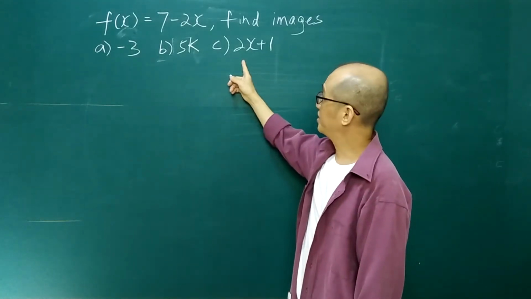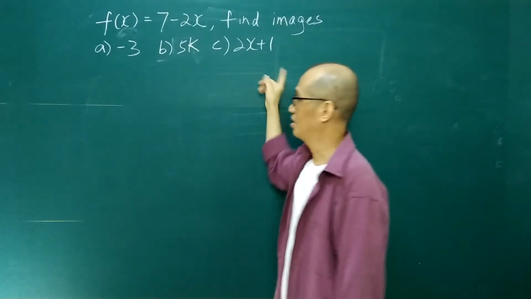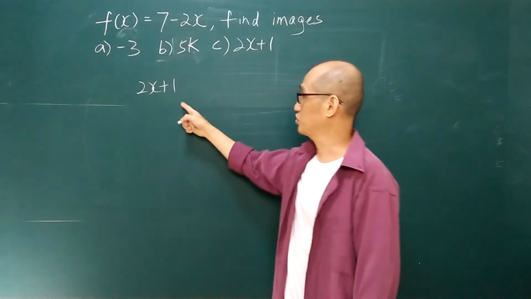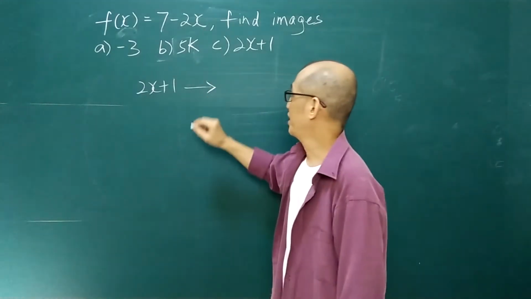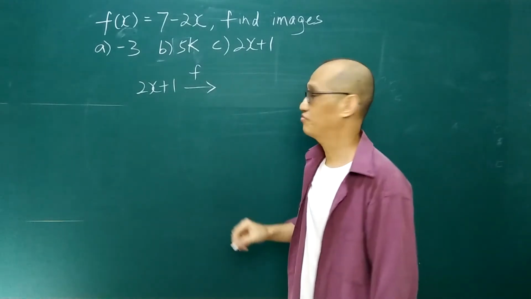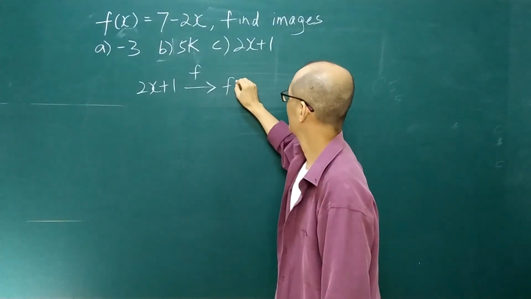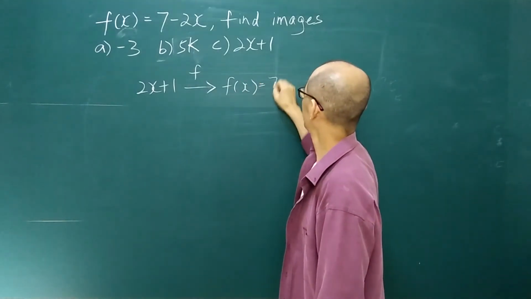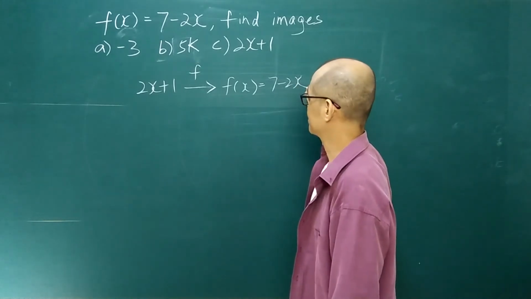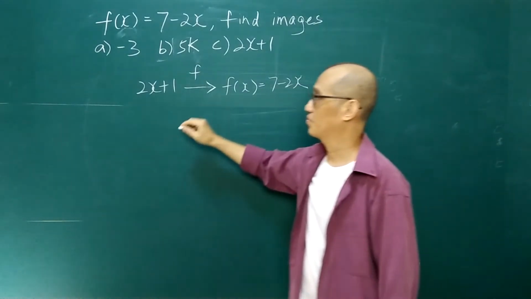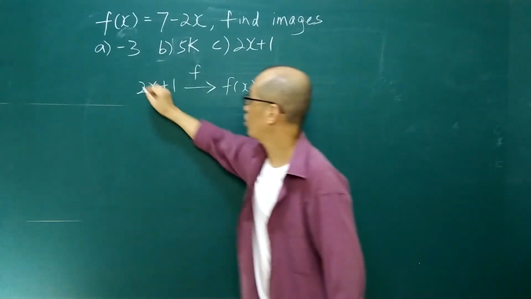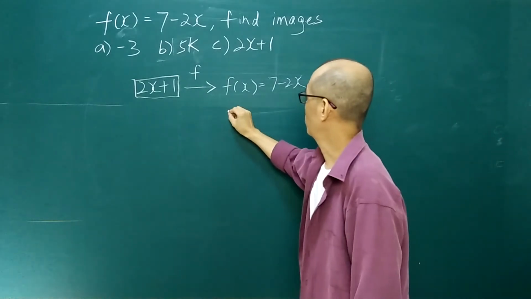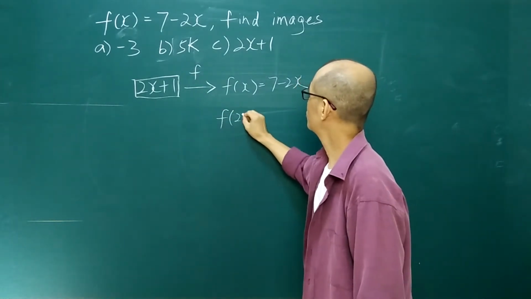C. If object is 2x plus 1, this object is mapped under function f. So we get, well, originally it is f(x) equal 7 minus 2x. But now, the object is not x anymore. The object is 2x plus 1. So, what we have here is 2x plus 1.